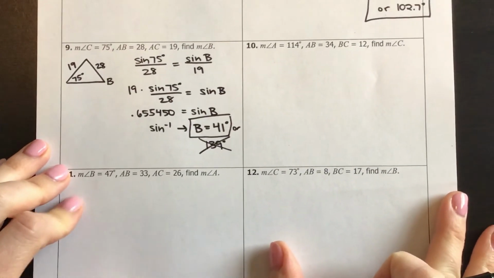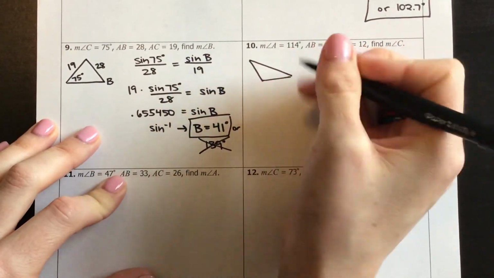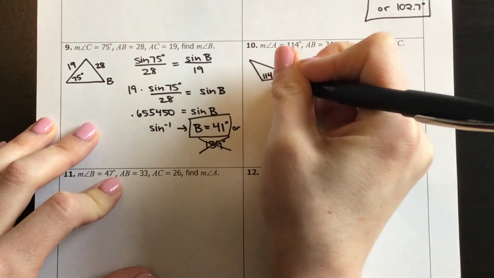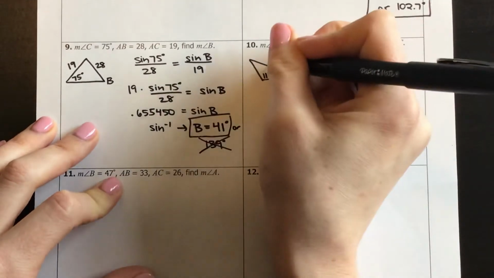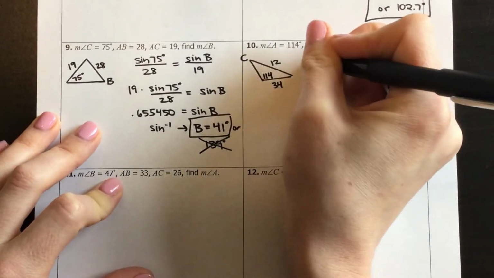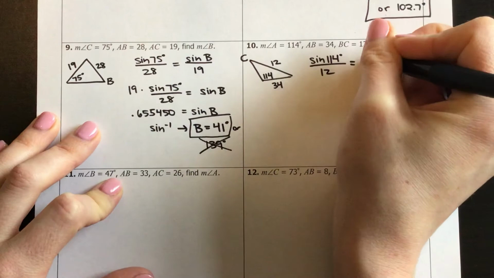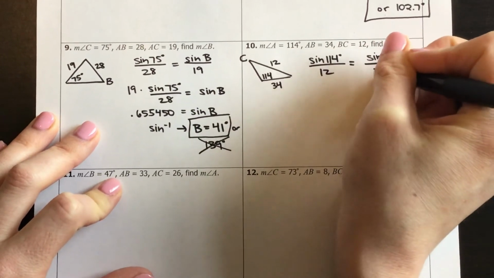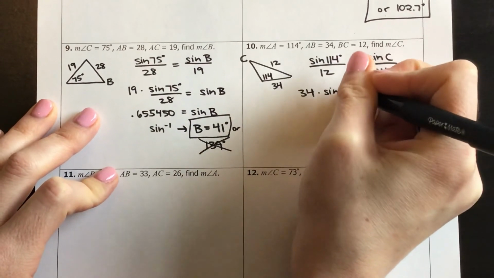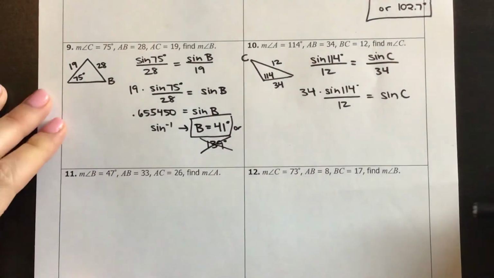All right, one last problem here, number 10. So this is 114, so that I could sketch 114, we've got this obtuse angle here. AB is 34, BC is 12, then it says find angle C. So that's this one right here. So we have our opposites. So we set up sine of 114 degrees over 12 equals the sine of C over 34. So just like the previous two, start by multiplying that 34 over to the left, equals sine of C, and we plug that left-hand side into the calculator.